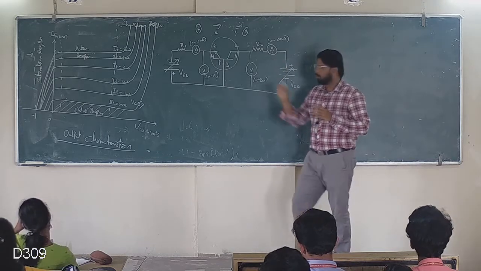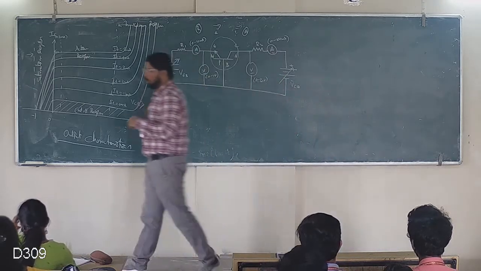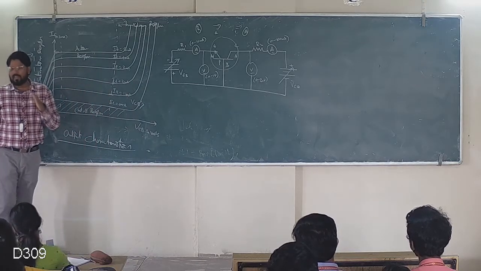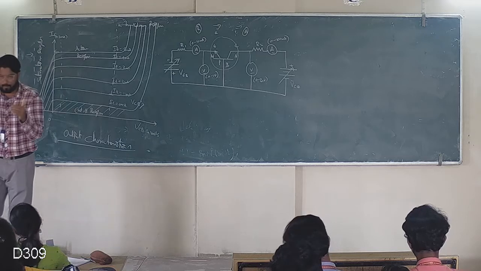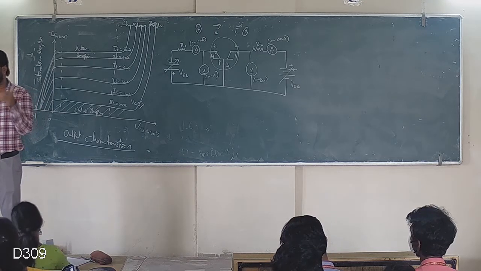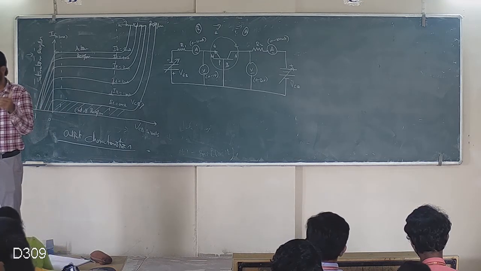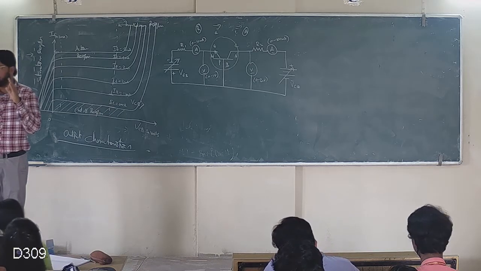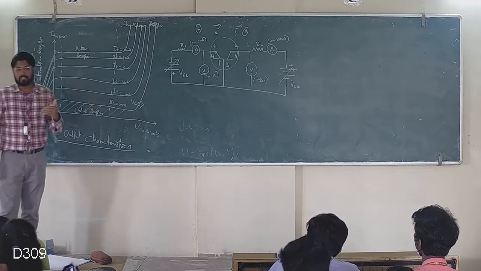Now, come to the point of understanding this one: output characteristics. There are four regions. In general, if the question paper asks how many regions, you remember active, saturation, and cutoff. I'll tell you in more depth, the fourth region is also there.